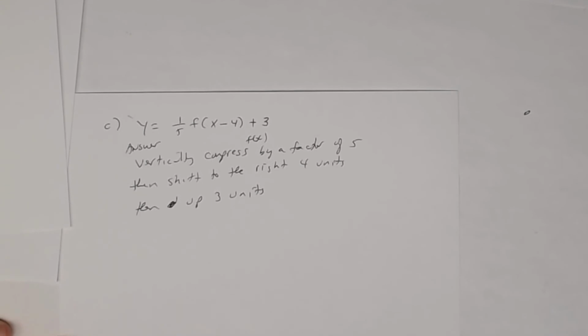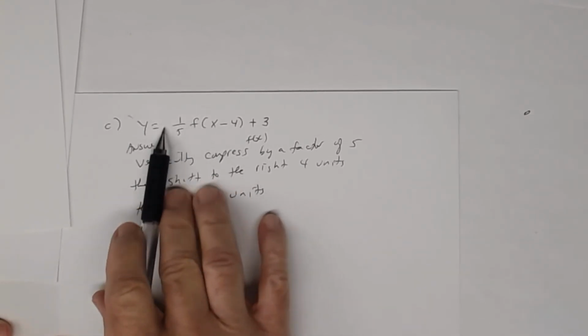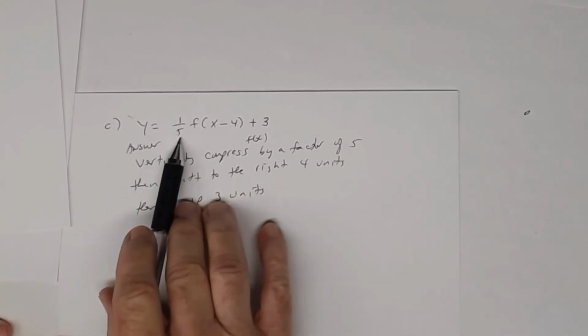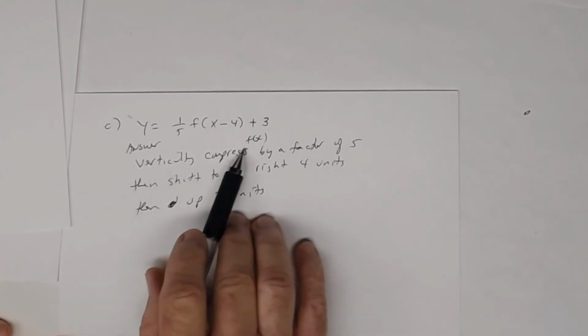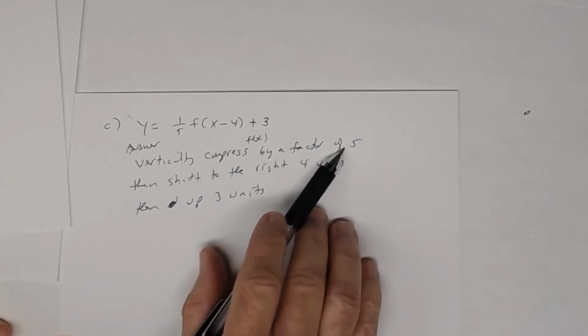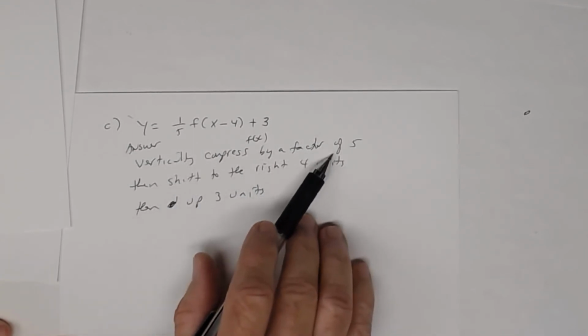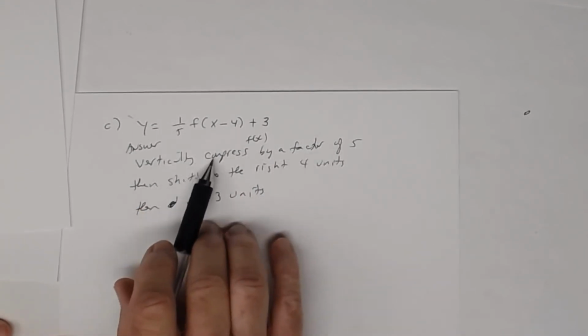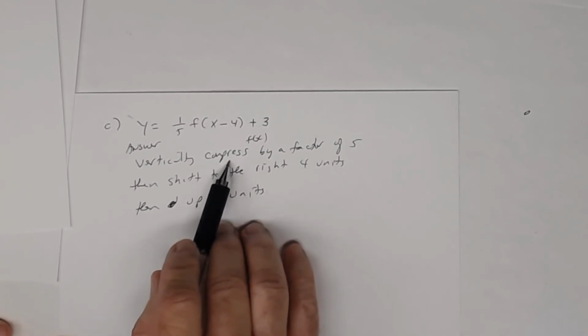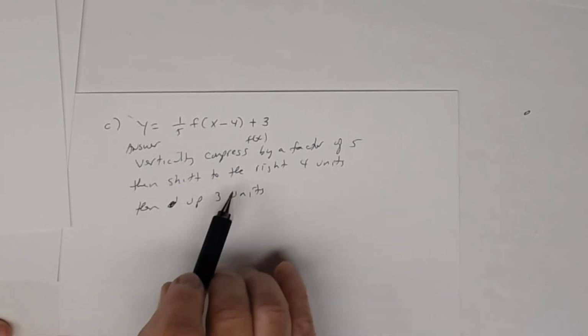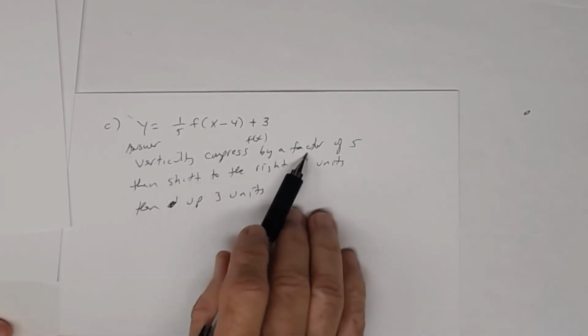Okay, so be careful when this number is less than 1. To be on the safe side, just go ahead and be consistent with what Newton-Alta has. They have vertically compressed by a factor of, so whenever it's a compression, take the reciprocal of this. So you say vertically compressed by a factor of 5.